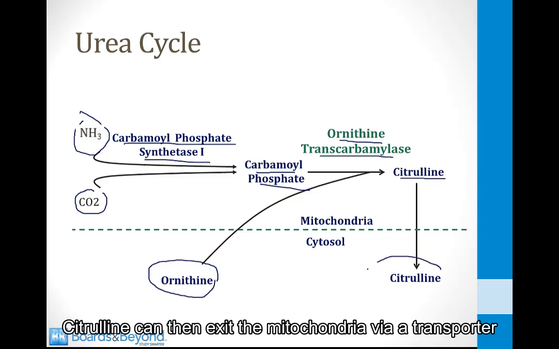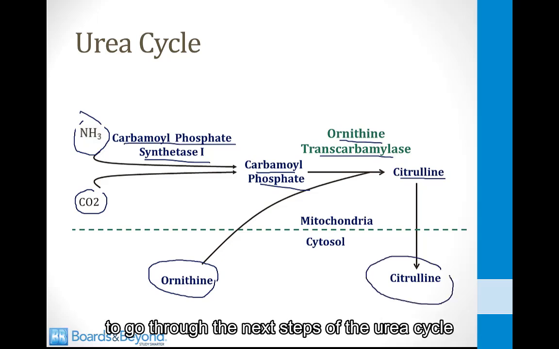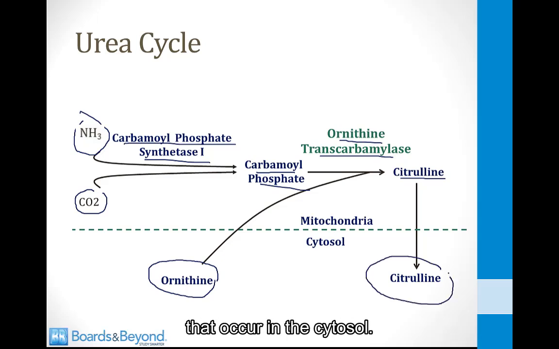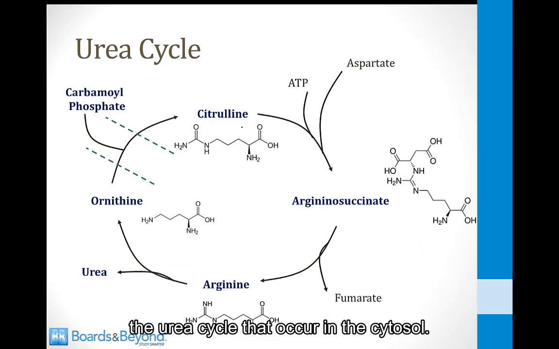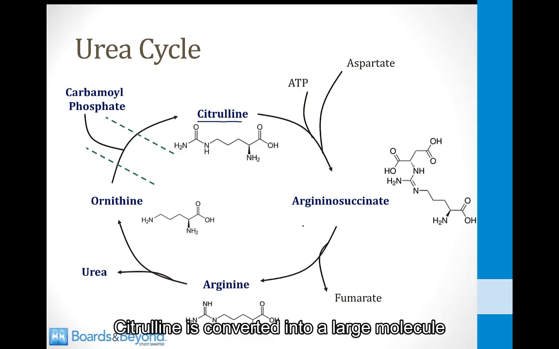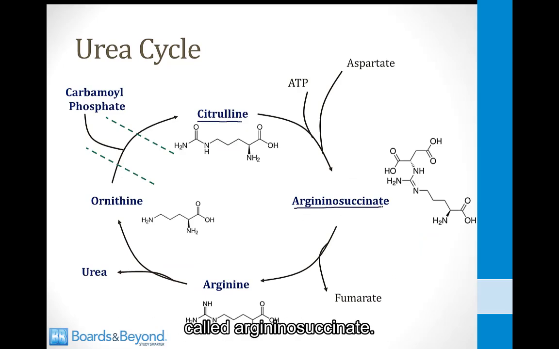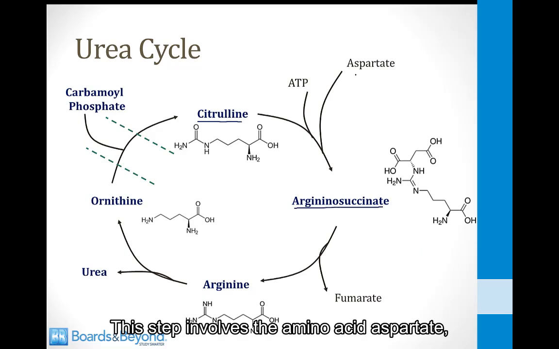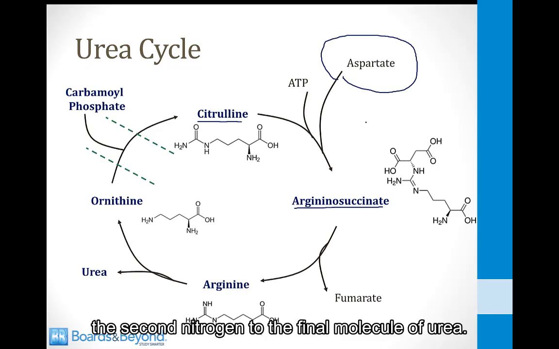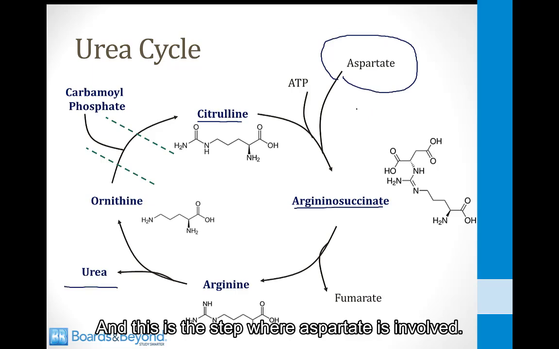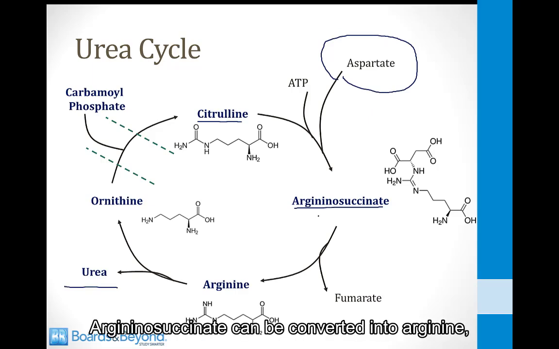Citrulline can then exit the mitochondria via a transporter to go through the next steps of the urea cycle that occur in the cytosol. On this slide, I've shown the remaining steps in the urea cycle that occur in the cytosol. Citrulline is converted into a large molecule called argininosuccinate. This step involves the amino acid aspartate. You may recall that I told you aspartate donates the second nitrogen to the final molecule of urea, and this is the step where aspartate is involved.